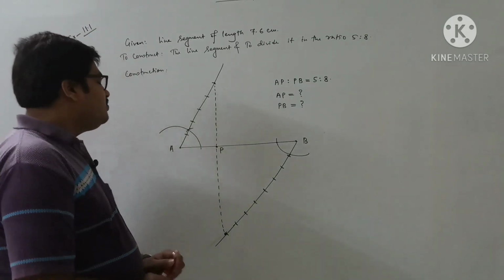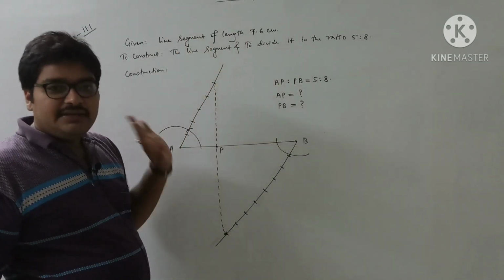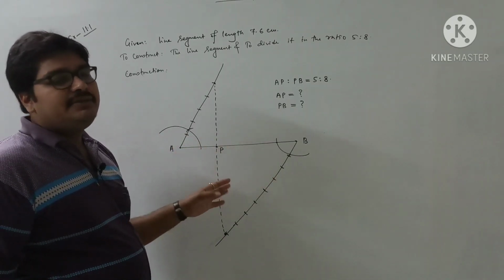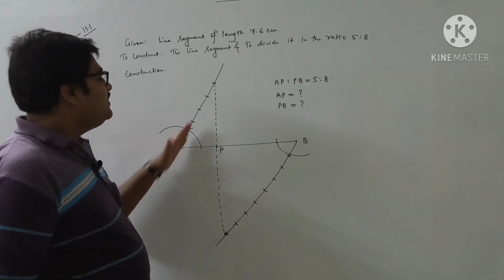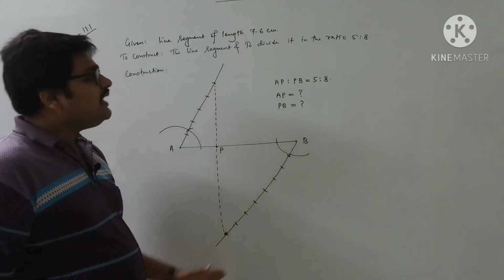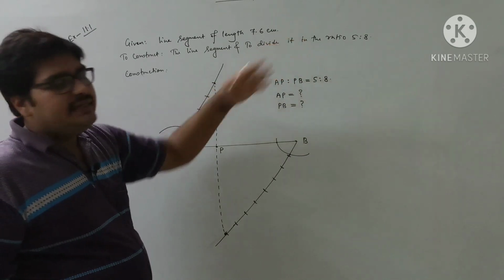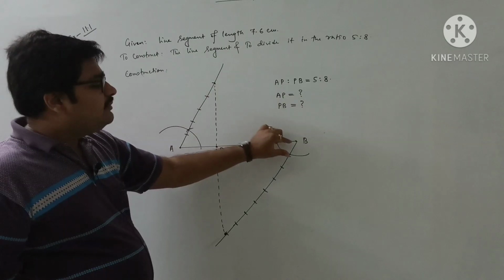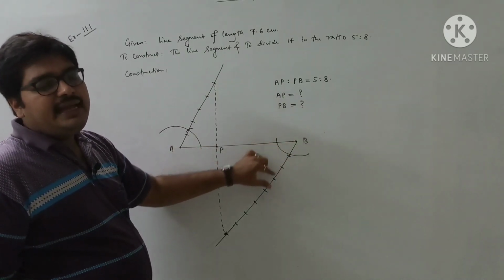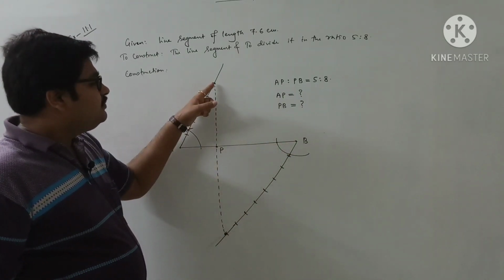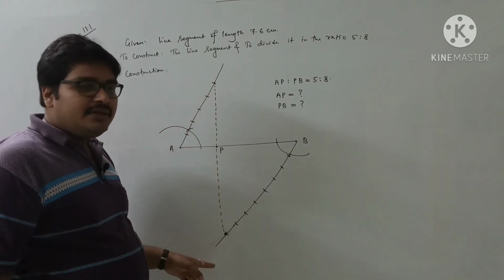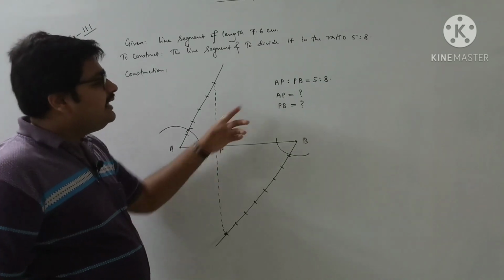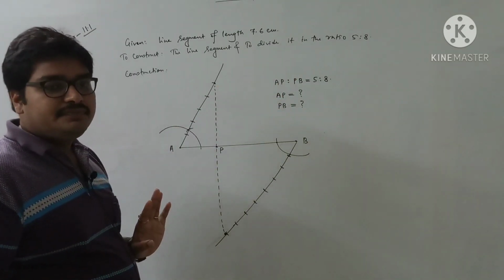So, repeating again, first of all, I have drawn AB of length 7.6 cm. I have drawn two equal acute angles, and I have preferred 60 degrees because it is easy to draw. From these 60 degree lines, as the ratio of division is 5:8, I have cut 5 equal parts from here. Without changing my compass dimension, I have cut 8 equal parts here. With this fifth part and eighth part I have joined, and this joining line intersects AB at some point P, so that AP is to PB is 5:8.